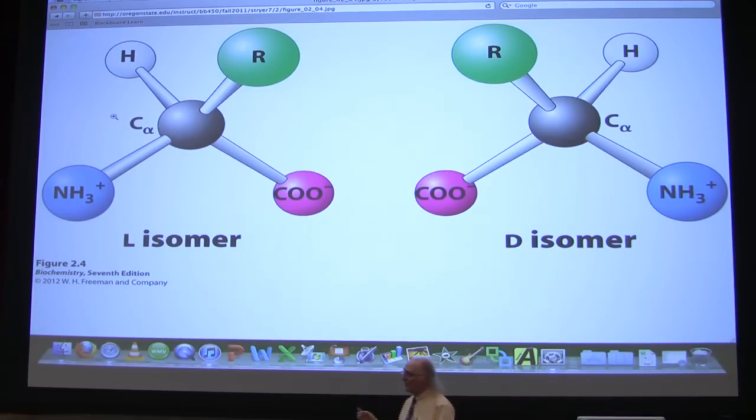It'd be kind of cool if we found a meteorite that has everything in the D or everything in the L, either way. It'd be kind of cool. We would know that it didn't happen by that simple chemical process that we can do in a test tube.